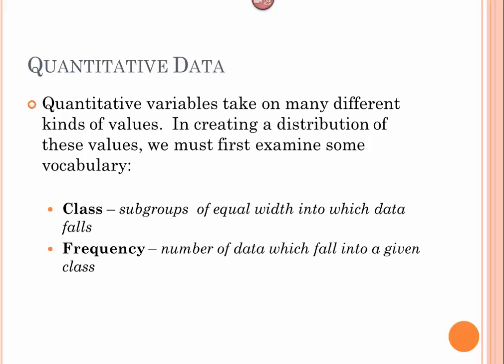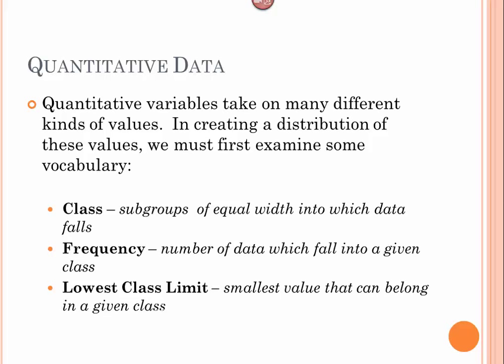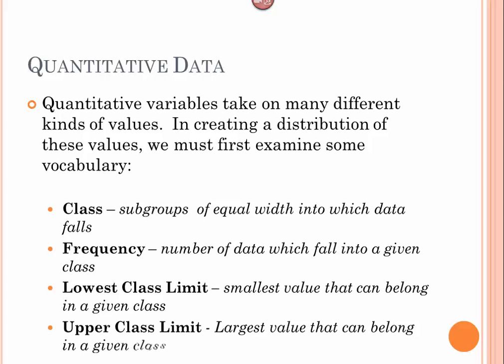Now, each class that we have must have a lowest class limit, which is the smallest value that can belong in that class, and we must have an upper class limit, which would be the largest value that would belong to that class.